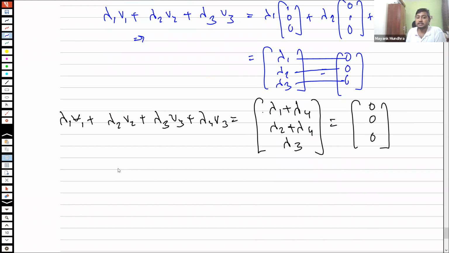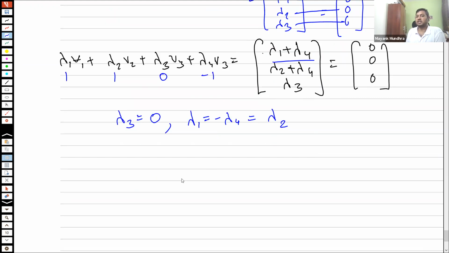So now what I get is that lambda 3 must necessarily be equal to 0. But lambda 1 plus lambda 4 must be 0. So lambda 1 can be equal to minus lambda 4, and lambda 2 must also be equal to minus lambda 4. So you can take lambda 1 as 1, lambda 2 as 1, lambda 3 as 0, lambda 4 as minus 1. So 1, 1, 0, minus 1. This is also going to give me a 0 vector.